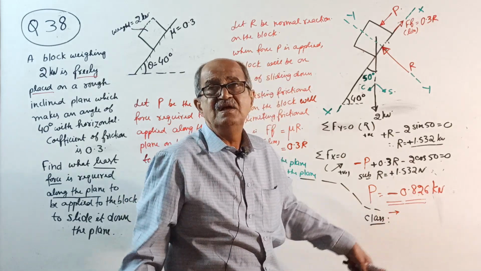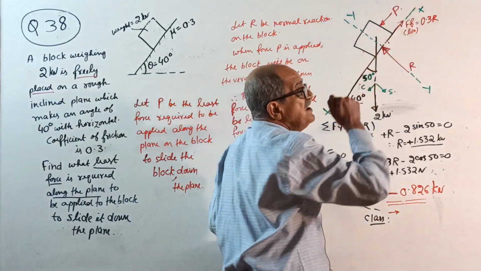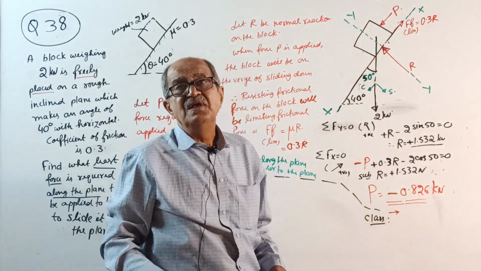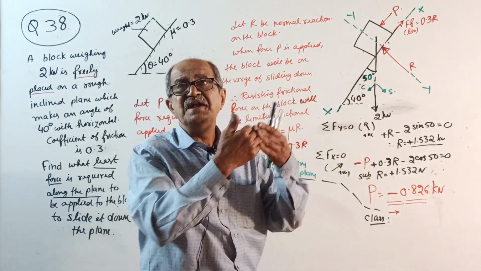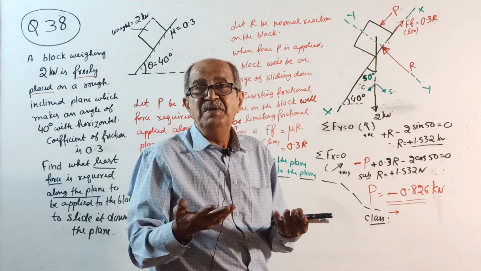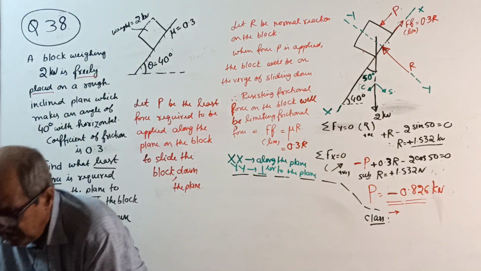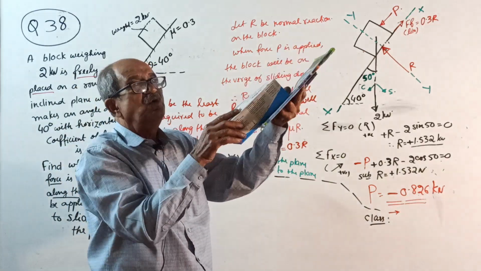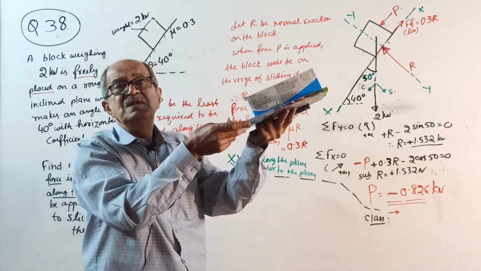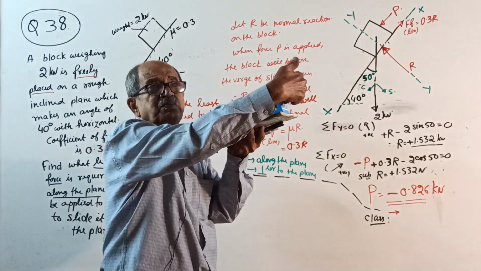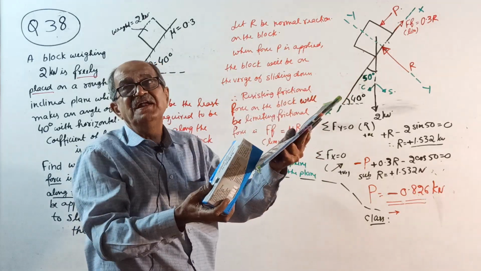Now, write the answer. Force required to slide it down, applied this way: negative sign came. Negative sign indicates that there is no force required to slide it down, because the person who set the question thought it will not slide down, so he wanted to slide it down. But actually what happened is, as it is, it is sliding down on its own.